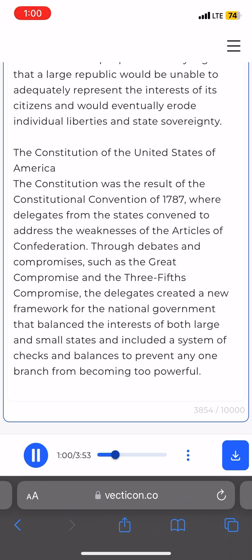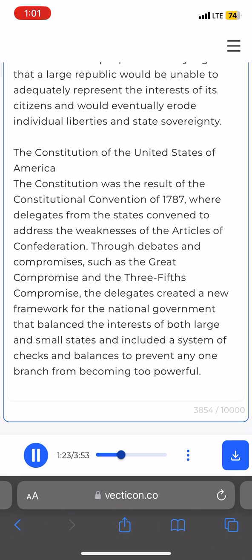Chapter 3, Federalism. Federalism was established as a compromise between those who wanted a strong central government and those who wanted to preserve the independence of the states. The framers of the Constitution designed a system where power is divided between national and state governments. This was influenced by the failures of the Articles of Confederation, which had created a weak central government that could not effectively govern the nation.